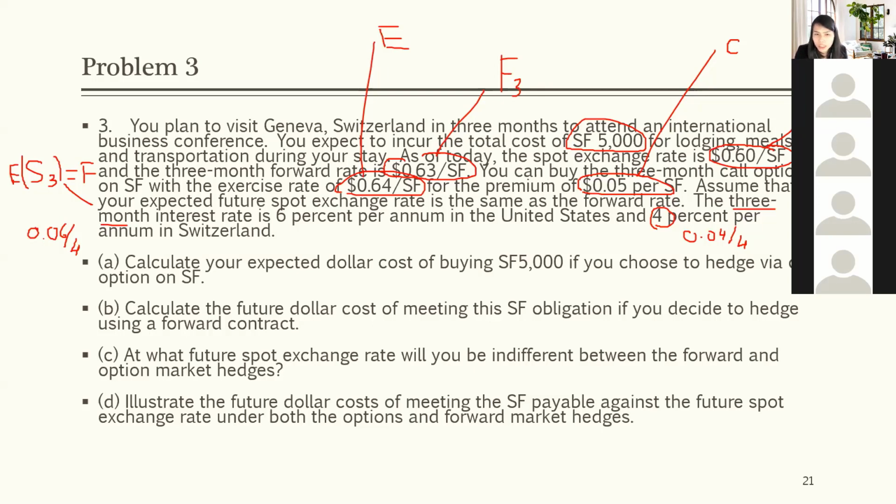Question B, calculate the future dollar cost of meeting this Swiss franc obligation if you decide to hedge using a forward contract. Question C, what is the rate at which you will be indifferent between the forward and the option market hedges? Question D, illustrate that on the graph. Okay. So this question is about the future and the option contract.